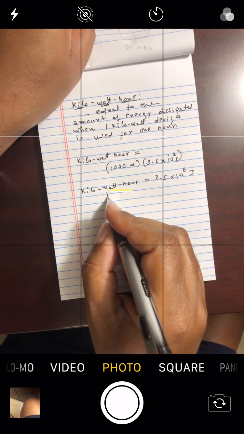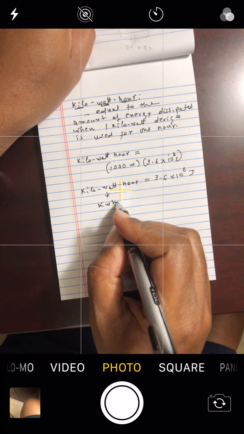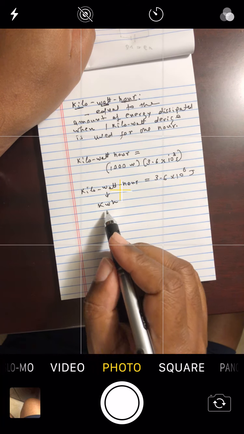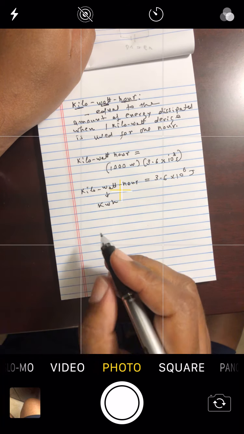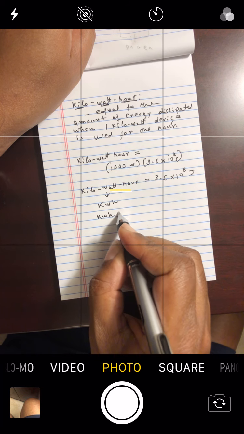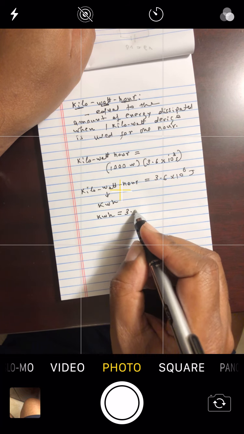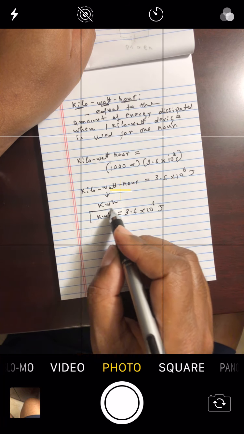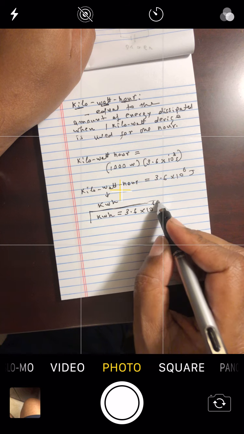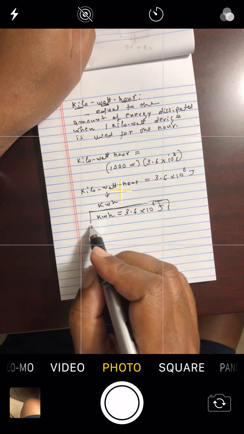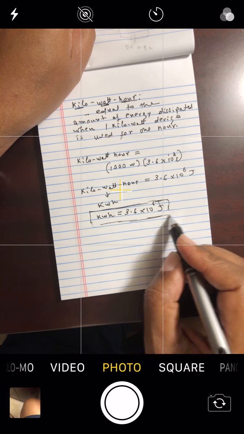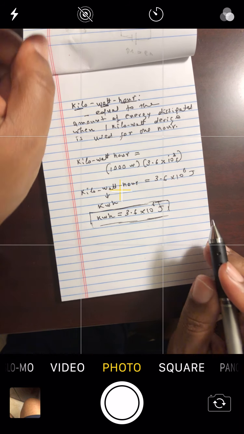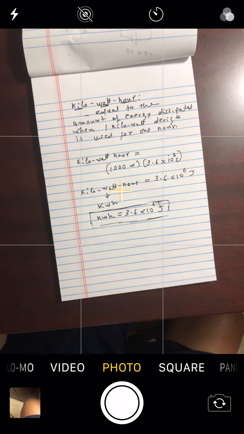Let's just abbreviate this by kWh, the abbreviation for kilowatt hour. So 1 kilowatt hour is equal to 3.6 million joules. If you ever look at your electric bills, you will see that they measure the energy in kilowatt hours, and that's what this means. 1 kilowatt hour is 3.6 times 10 to the power of 6 joules.